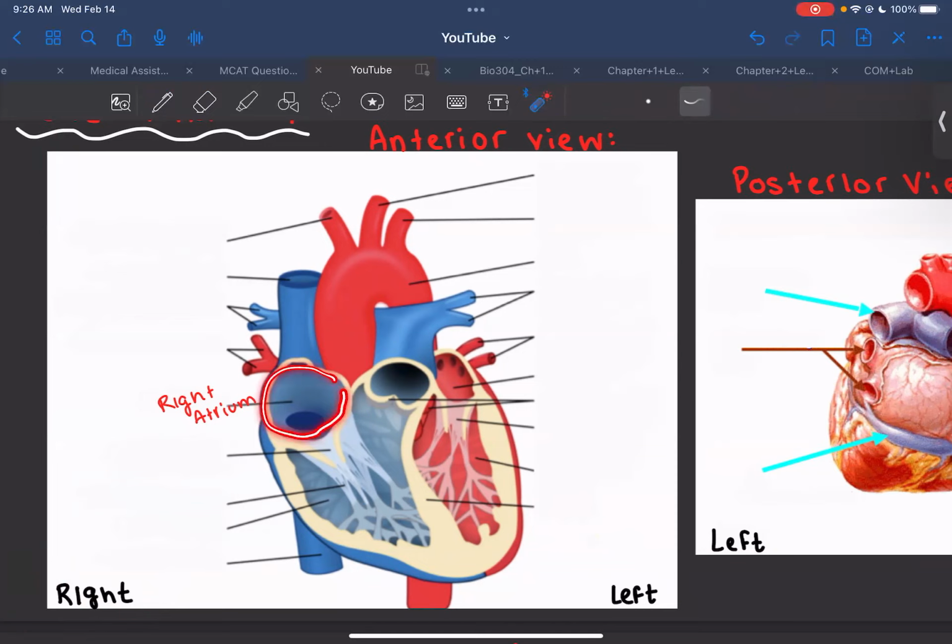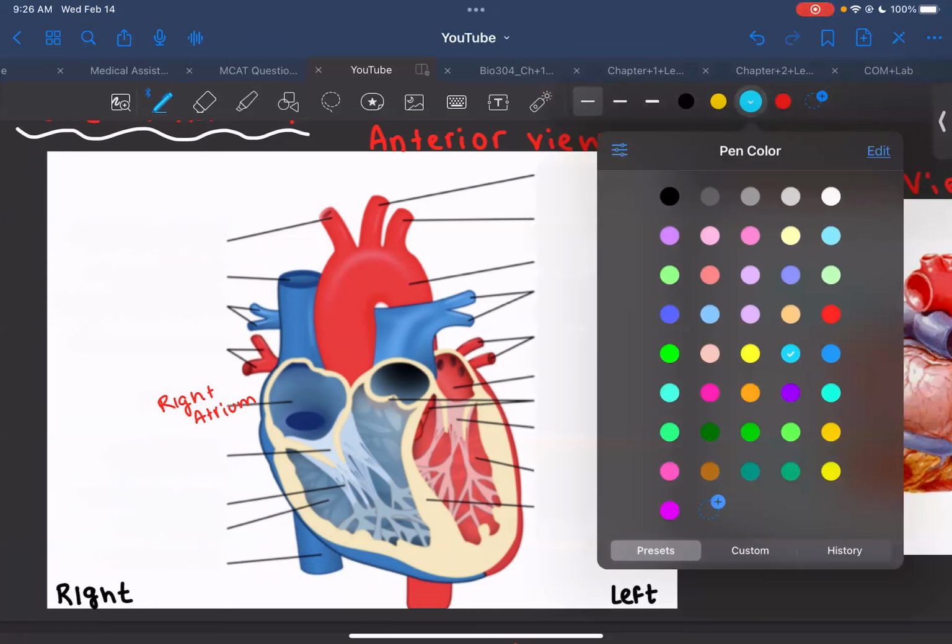So the right atrium actually has 3 different access points. So 3 things that are pouring blood back into it. You can only see 2 here. So these 2 are going to be this one, which is the superior vena cava, and then this one, which is the inferior vena cava.